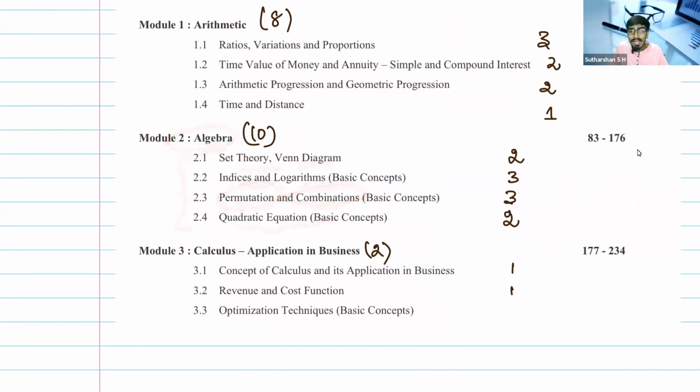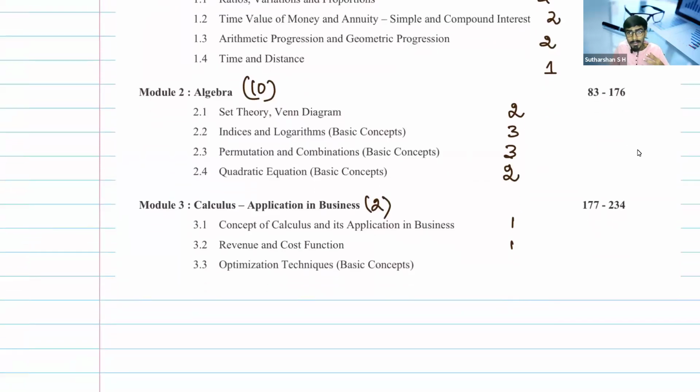This is the past average of questions they have tested. Don't depend solely on this. I'm telling you just for your boosting and to give you confidence. Module number 3, calculus and applications in economics, business economics, that is 3.1 and 3.2. Those are the only 2 points they have tested. They have not even tested from optimization techniques.